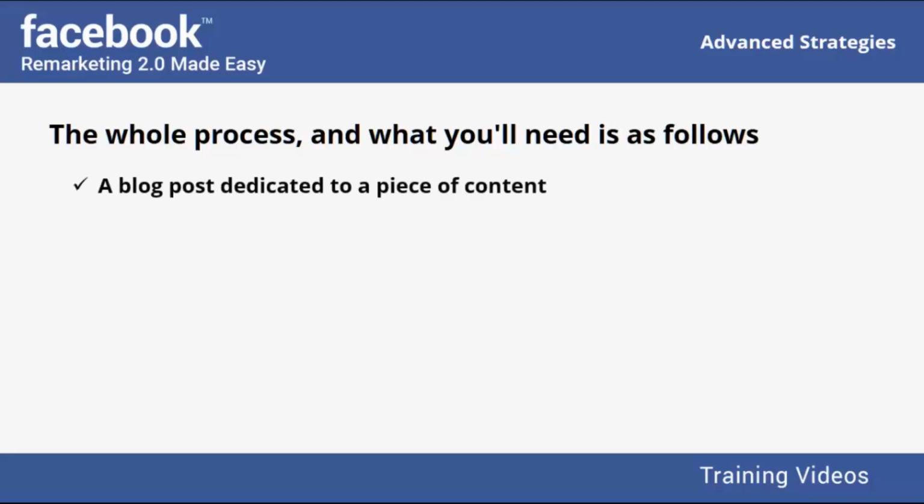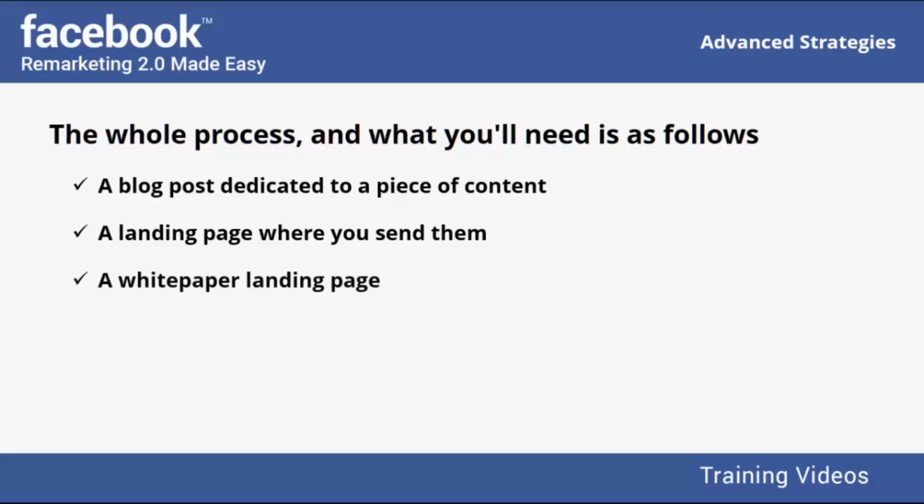A blog post dedicated to a piece of content related to the product that hard-to-get leads are interested in. This section needs to be delivered in a 3-part series. A landing page where you send them once the final piece of content is delivered. Remember, this landing page summarizes the final aspects of the content in bullet list format. A white paper landing page to offer them a freebie with the remaining content in exchange for their email address. Follow these instructions to the letter, and you'll see an increase in conversions in no time.